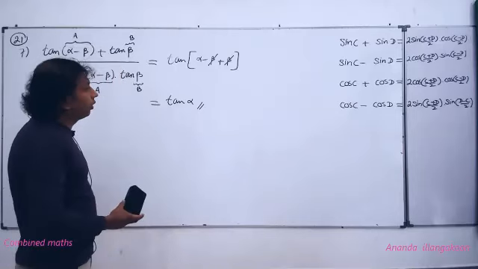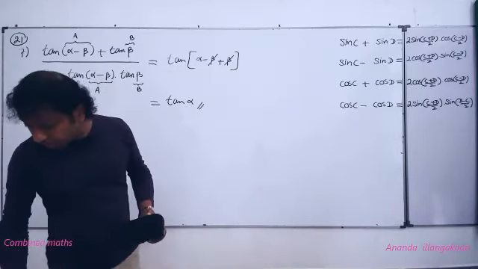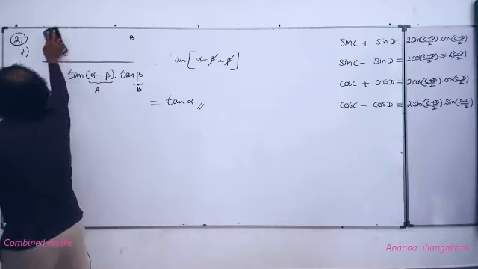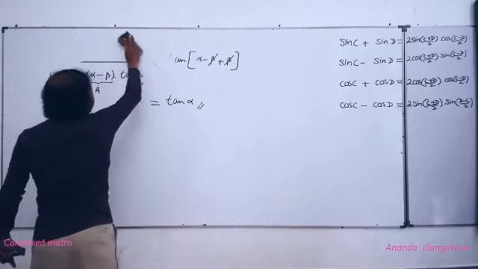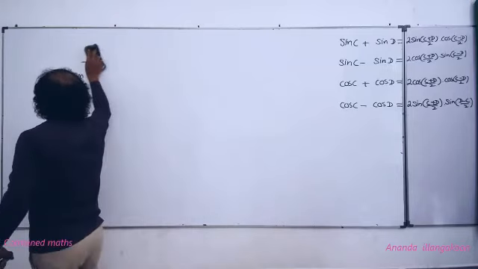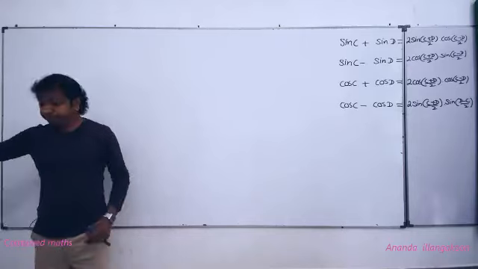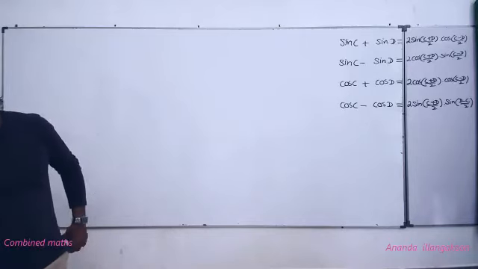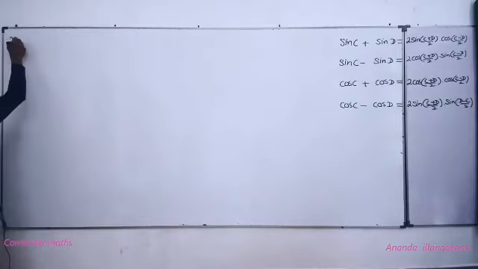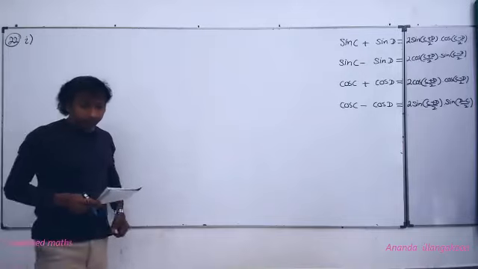Now, using this C D formula only, we are supposed to work out the questions in number 22. We'll take question number 22; some questions we'll do. Okay, take question number 22, part 1.